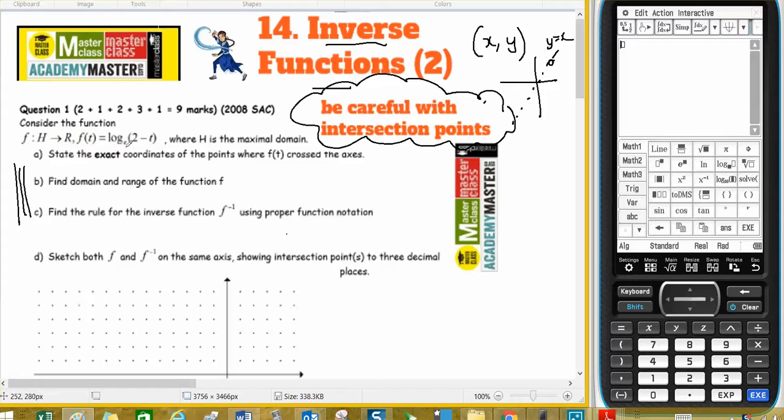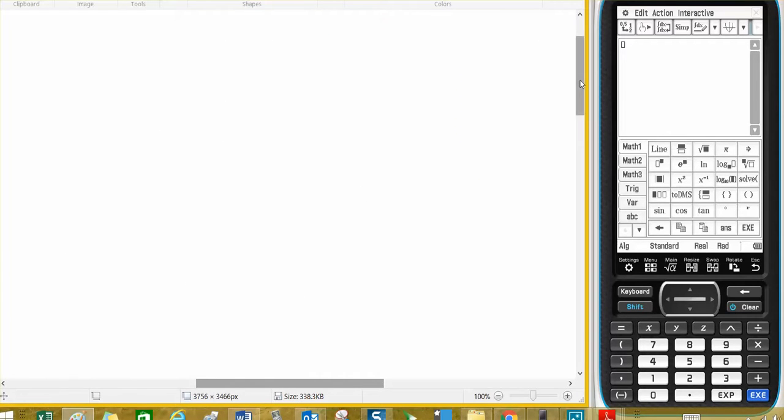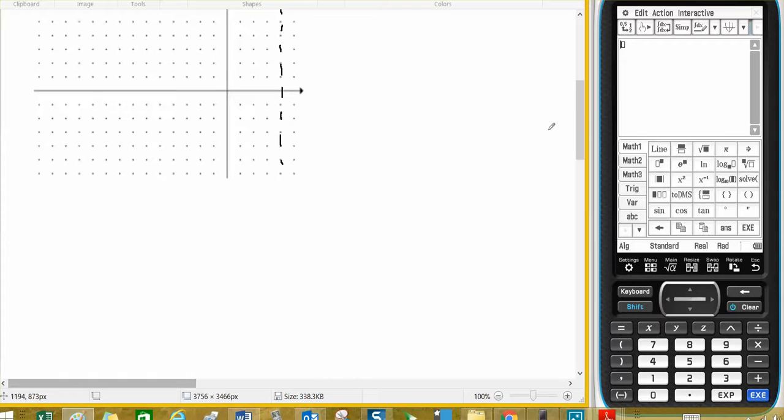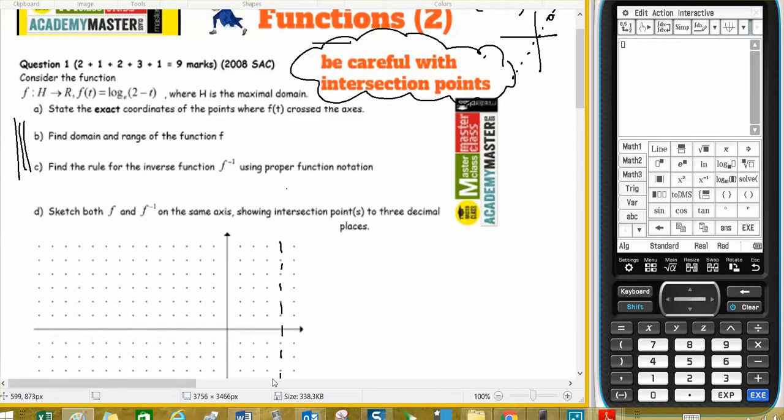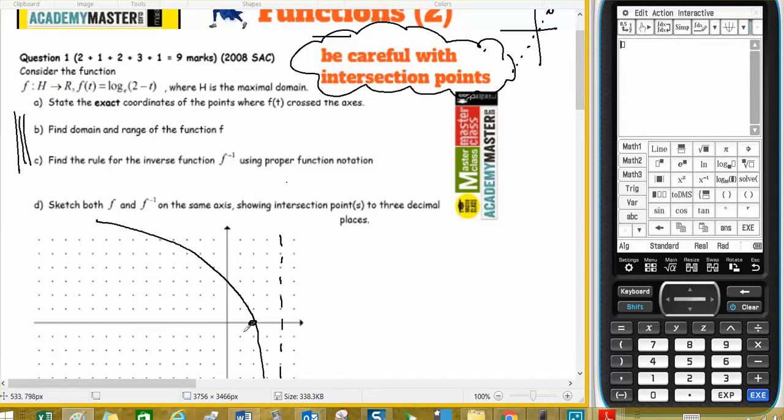So I've got log base e of 2 minus t. So I'm going to have an asymptote at t equals 2. And we're going to shoot and go through there, and we're going to shoot like this because it's a negative t. So that should be at 1 and that should be at log base e of 2. Let's just double check that.